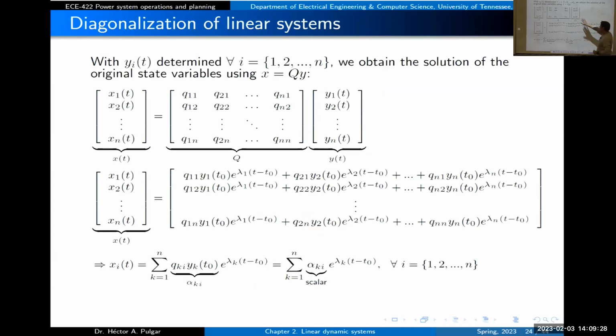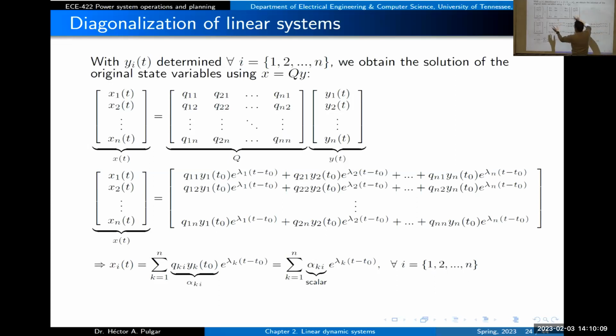Now that we have the solution for the system in the transformed system, y1 all the way to yn, we can apply the transformation back to the original system. All we have to do is multiply q by y, and we get the original state vector of the state variable. So we use q and y, and we should get the solution. The terms here, some of them might be 0, but most of the time this is quite a full matrix.